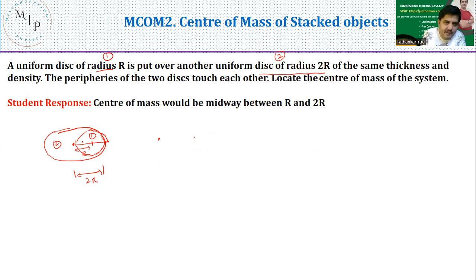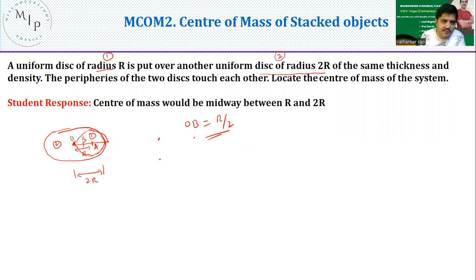Thus the center of mass would be midway between the two centers. Let me call this point O and this point A. It will be midway between them, at point B, which is the center of mass. And the distance OB will be equal to r by 2. This is the answer most students give me. Now let us see how it differs. This is a completely incorrect way of writing it. Let us see what happens.